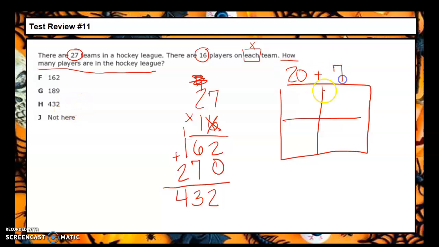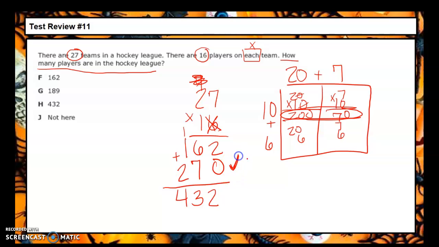So 27 times 16. So 20 and 20, 7 and 7, 10, 10, 6 and 6. Alright, so that's 200. That's 70. And that's interesting. Look, right here, 270. Isn't that what I got right here? Yes, when I put those together. So that's 120 and 42. And look, when I add these two together, that gives me the 162.